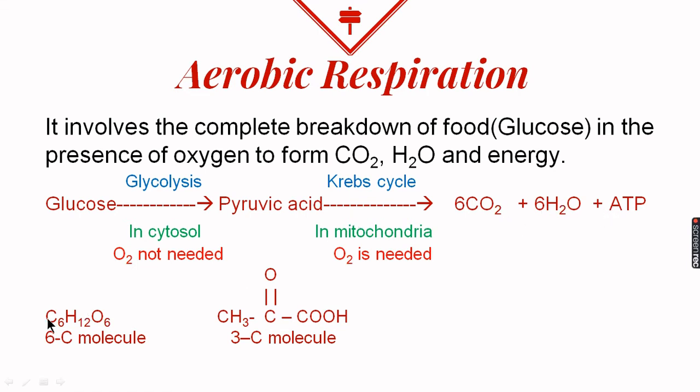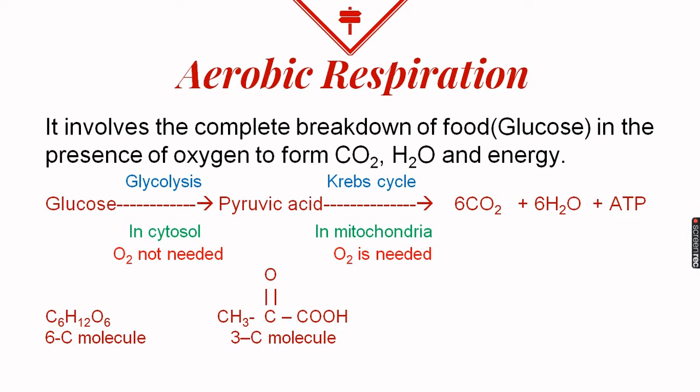Now I have given the formulas here of glucose, which is C6H12O6, and pyruvic acid is CH3COCOOH. Now you can easily see that one molecule of glucose has 6 carbon atoms, while one molecule of pyruvic acid has 3 carbon atoms. So in the first step, a 6 carbon atom molecule has broken down into a 3 carbon atom molecule, and in the second step, this 3 carbon atom molecule has broken down into the simplest form, a molecule which has a single carbon atom. So that is why we say it is a complete breakdown of glucose into the simplest possible product.